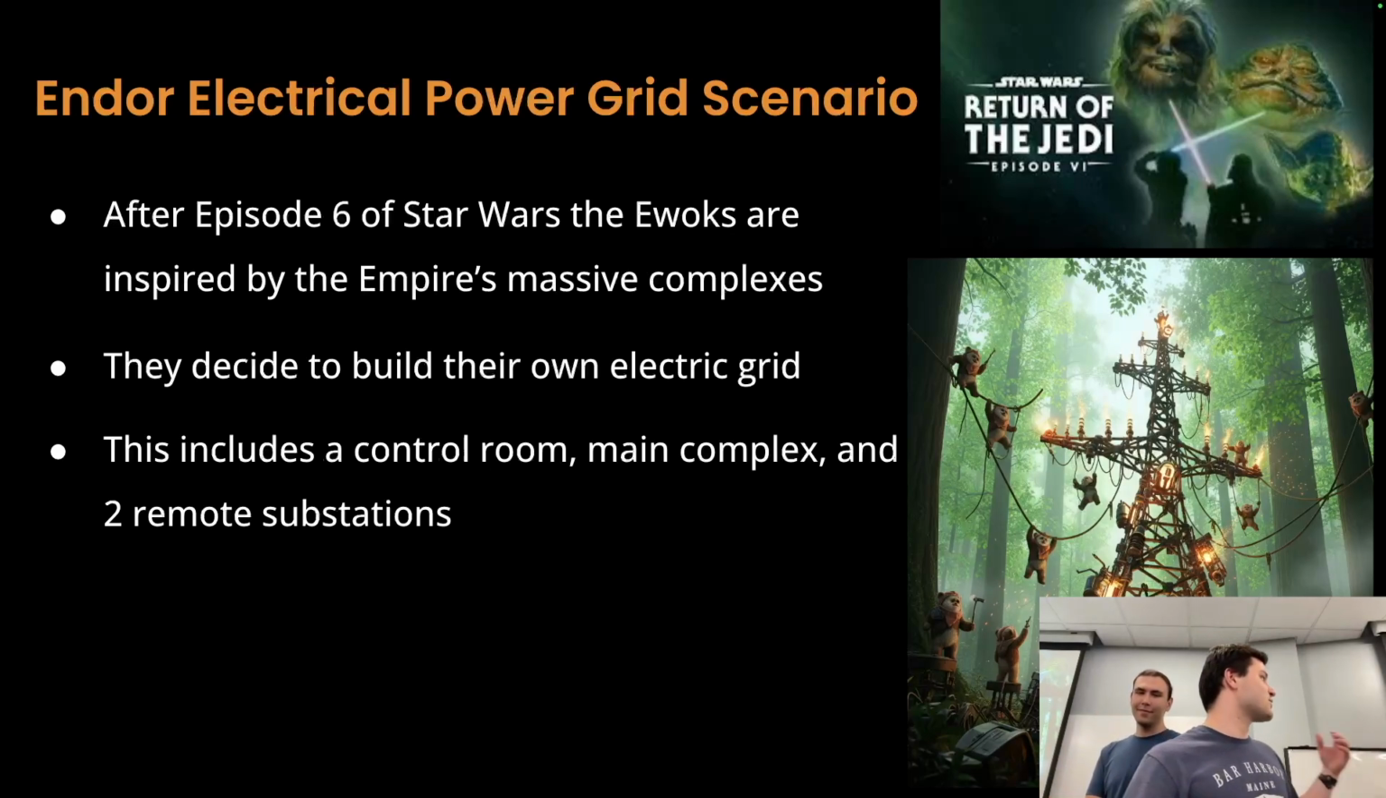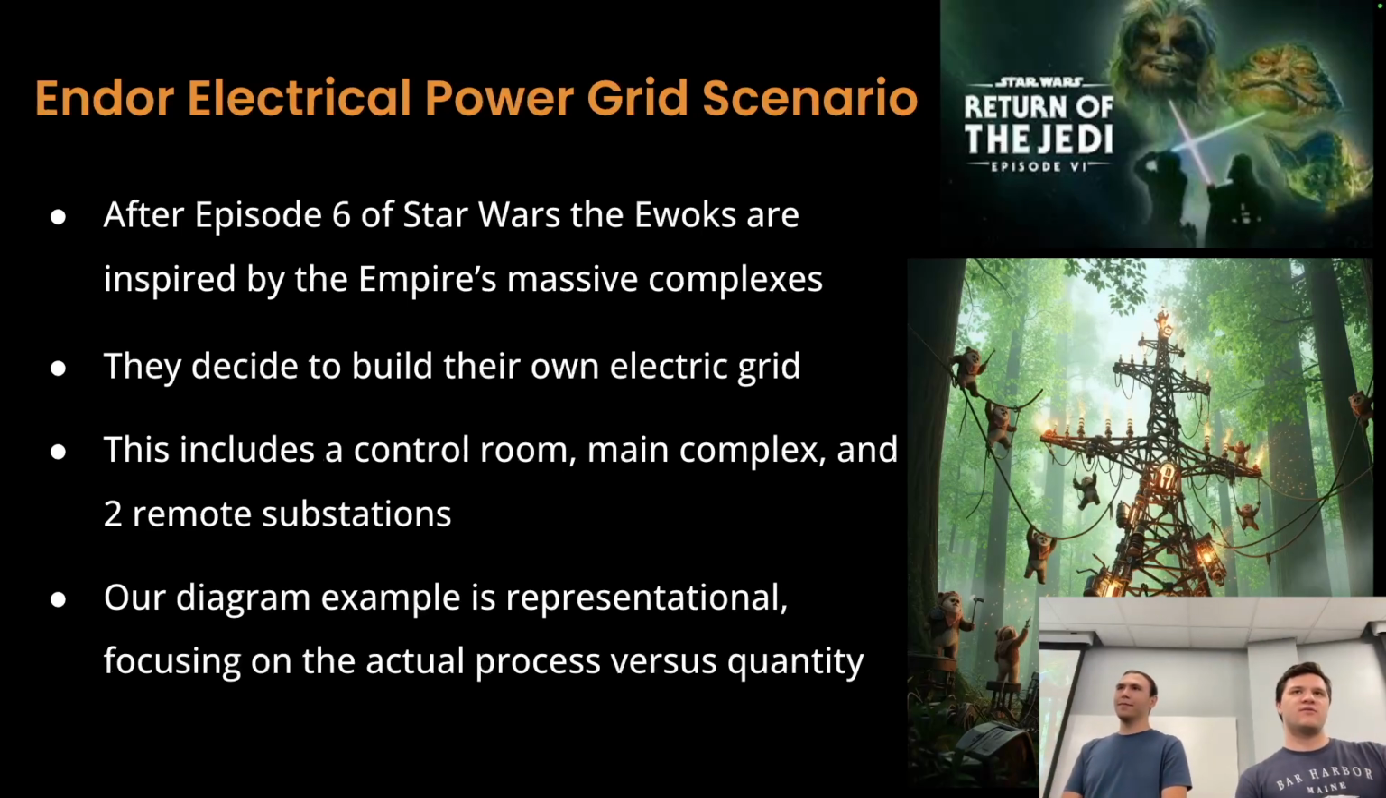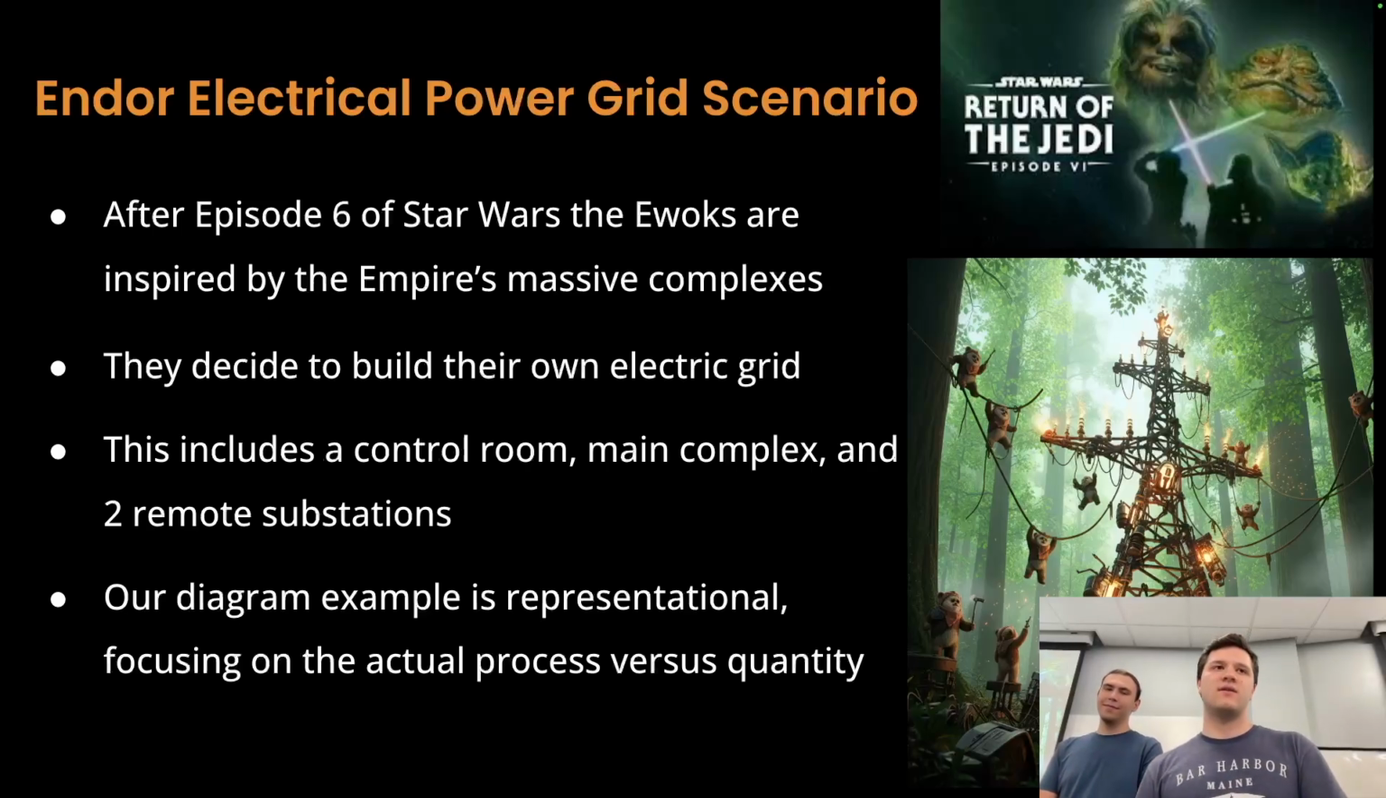This includes a control room, a main complex, and 2 remote substations. The diagram I'm about to show you, I just want to preface, it is representational. A lot of these OT environments, you'll have a lot of sensors, a lot of these different industrial control systems. So we're just going to be focusing on the bare process versus quantity, because we could really just make a massive diagram, but I don't think that's easy to understand.